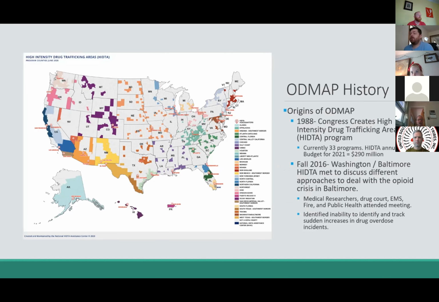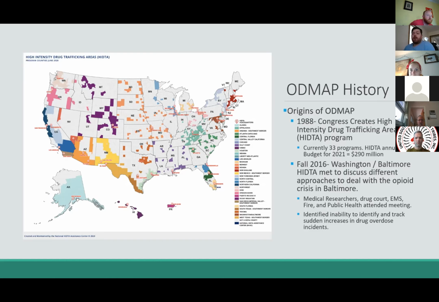So this right here is the HIDA, a High Intensity Drug Trafficking Area. The origins of ODMAP started back when HIDA was first created by Congress in 1988. There are currently 33 different programs, and HIDA has a budget of $290 million. In fall 2016, the Washington-Baltimore HIDA met to discuss different approaches to deal with the opioid crisis in Baltimore. And as we said earlier, there's siloed data and a lot of issues with reporting timeliness.